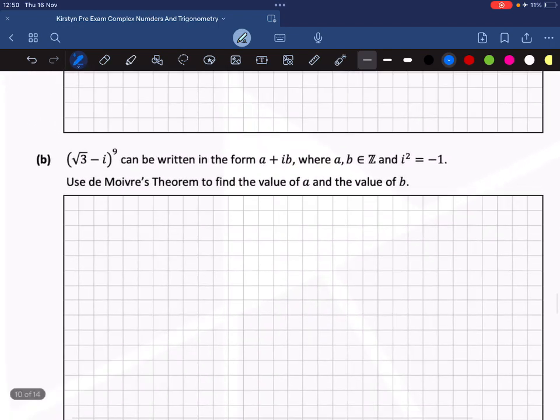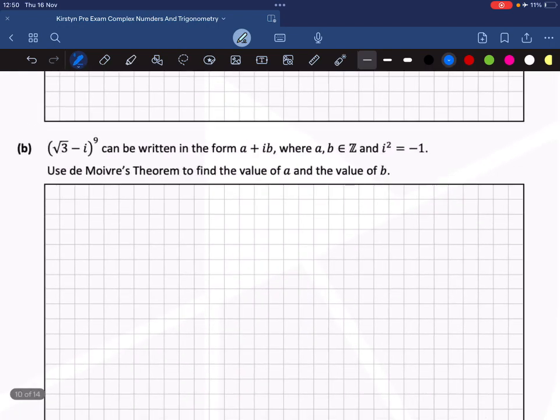Now, root 3 minus i to the power of 9 can be written in the form a plus ib, where a and b are integers and i squared is equal to negative 1. Use De Moivre's theorem to find the value of a and the value of b. If I read that too fast, just pause the video and read it.